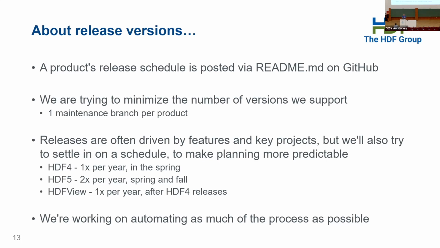Before, we kept 1.10 around or 1.8 around for a long time because of performance reasons. Those have been fixed. A lot of the security stuff has been fixed, so we're just getting rid of the older versions. We'll release HDF4 once per year, HDF5 twice per year, HDFU once per year after the HDF4 releases. And all of the release stuff, as much as possible, we're pushing to GitHub. So that'd be the place to go for everything.